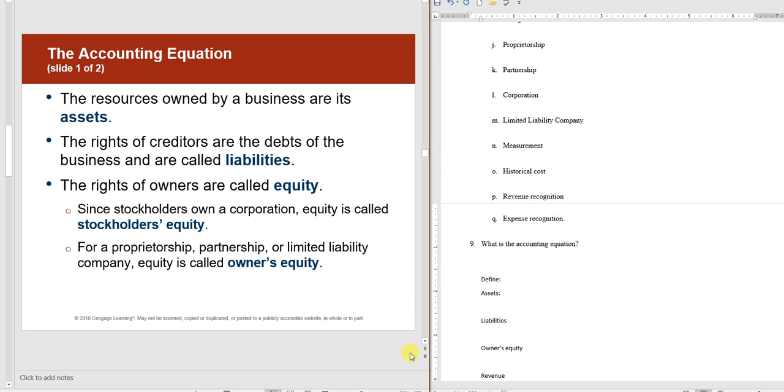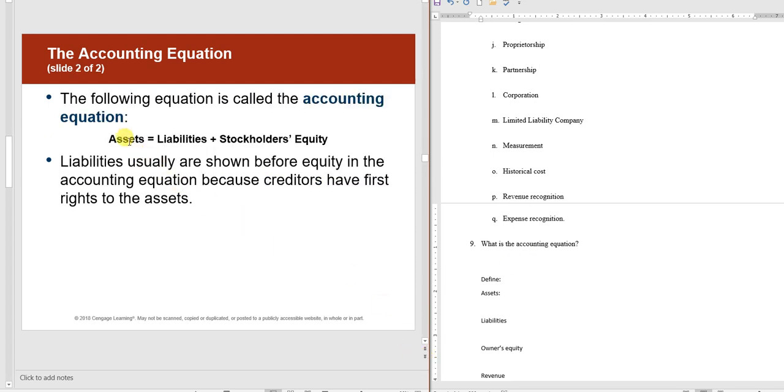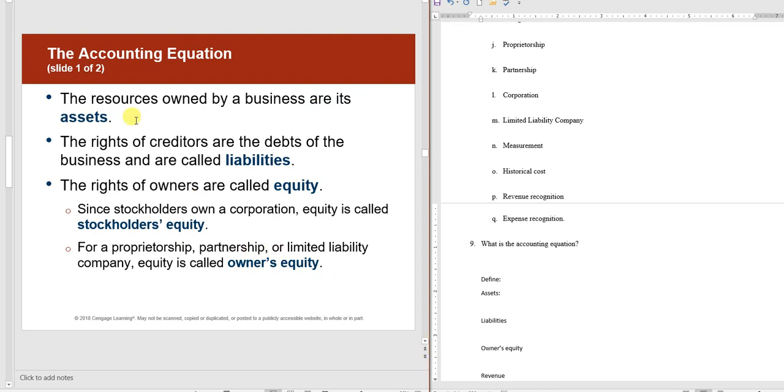All right, the accounting equation. I'm going to go back and come back to it, but the accounting equation is that at all times our assets equal our liabilities and stockholders' equity. So what are our assets? Our assets are things the business has, owns, that are of current or future benefit. Resources that the business has that are of current or future benefit. Liabilities are things the business owes, and stockholders' equity are the rights of the owner.